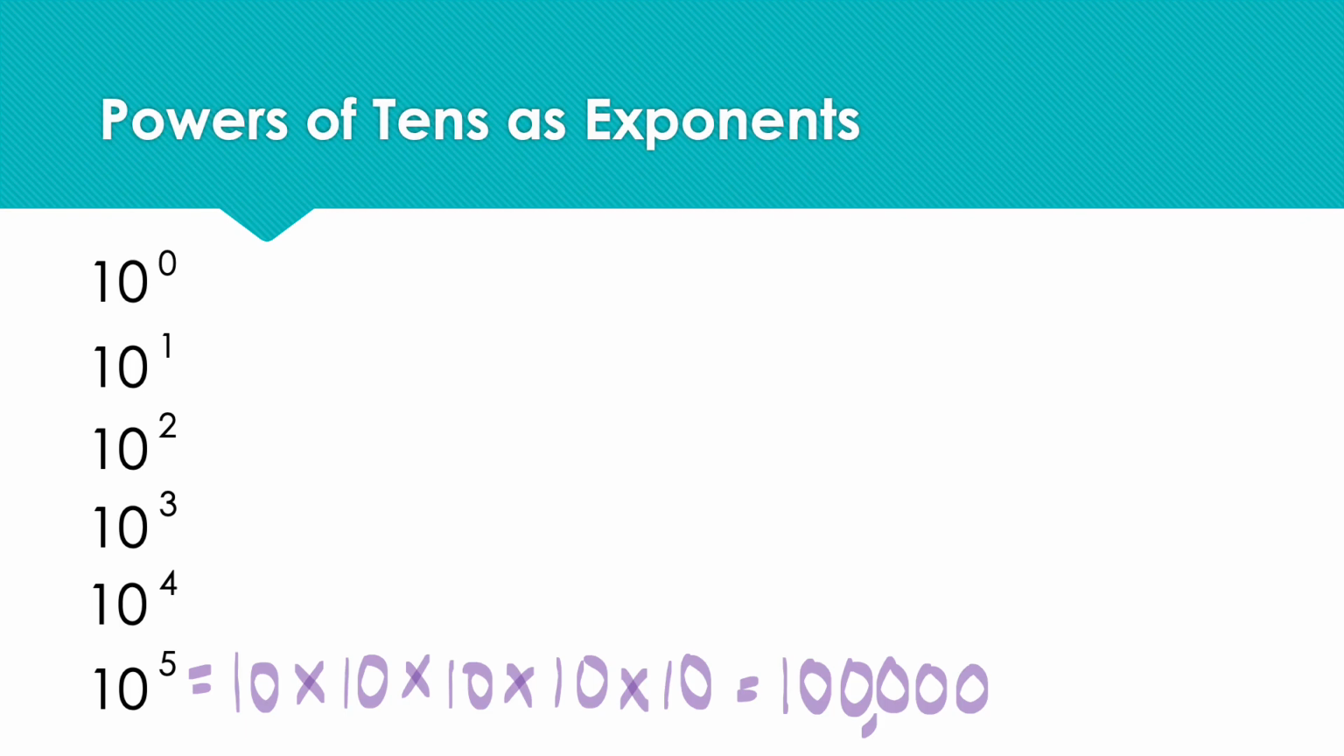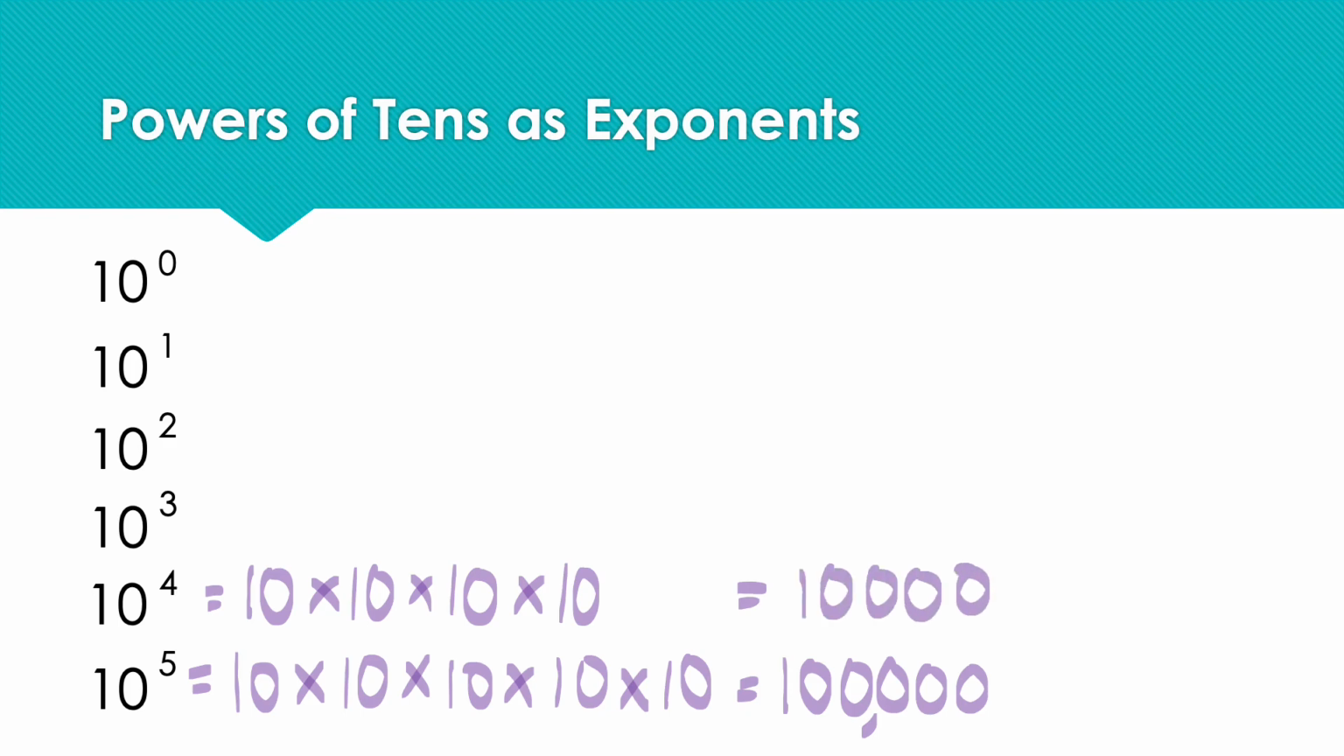Let's see if you notice when we keep going. This 10 to the 4th power is going to be 10 times 10 times 10 times 10. That's 4 tens that we're multiplying. And this one is 10,000. Do you notice anything yet? Let's do the next one. 10 to the 3rd power. 10 times 10 times 10. That's 3 of them, and that is 1,000.